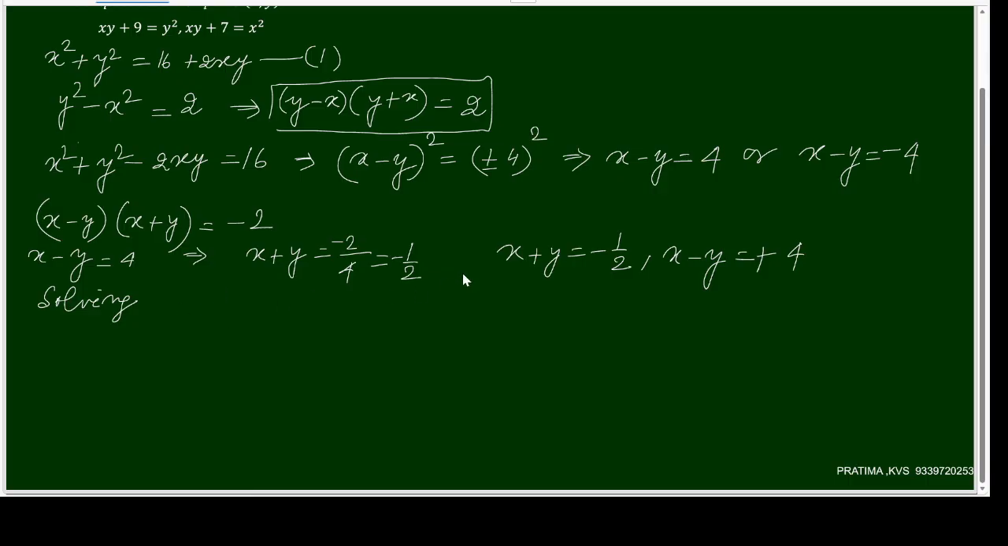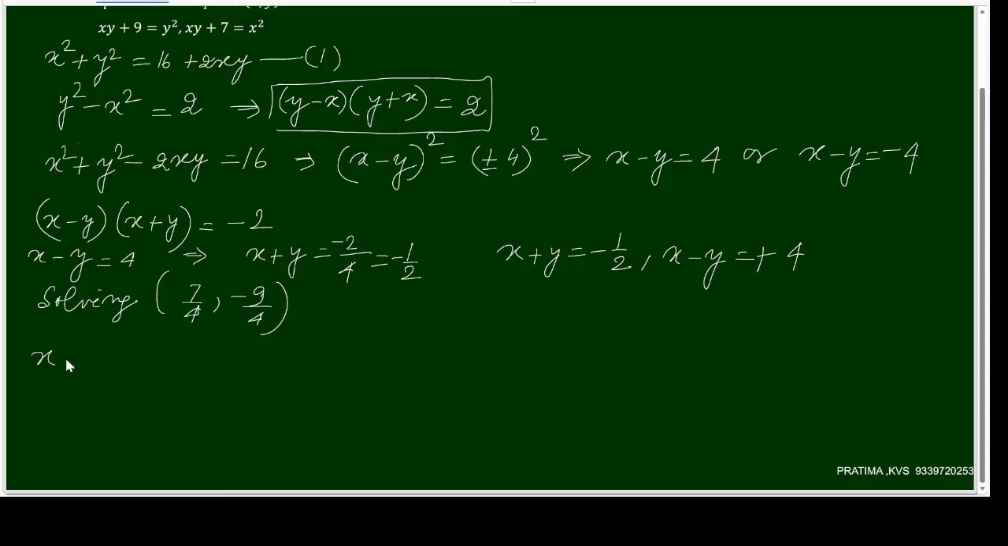And adding these two, y will be cancelled. So 2x is equal to 7/2. So x is equal to 7/4. Then y will be −9/4.